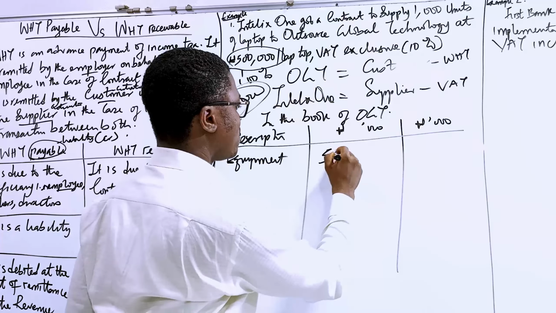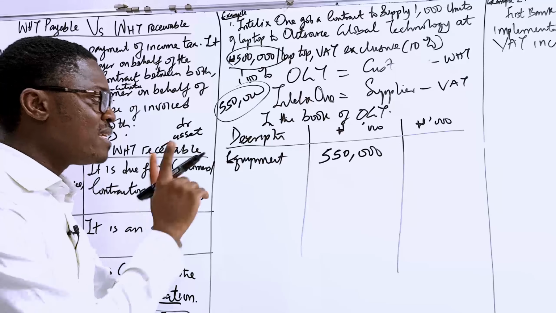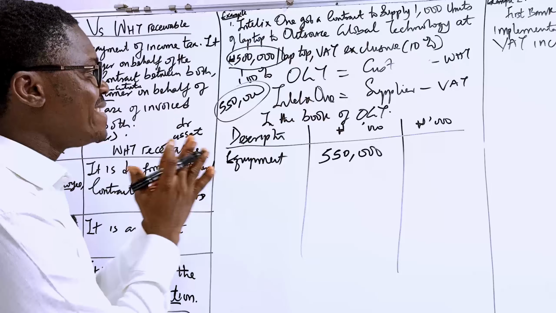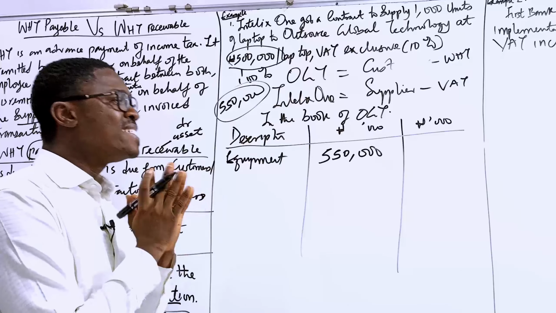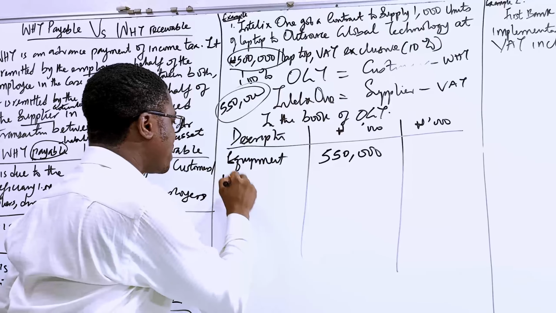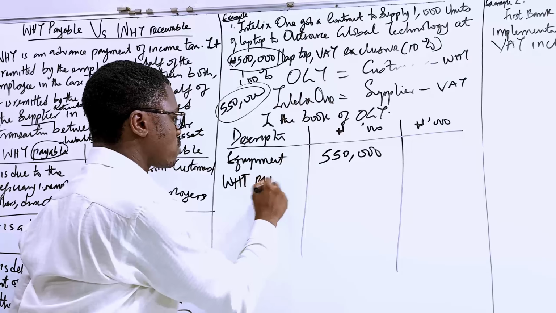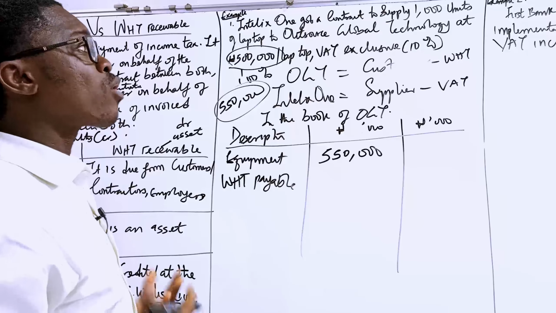That will give us 550 million. That is the cost of the laptops. Now, OGT is the agent of the government to withhold tax. In this instance, withholding tax payable will be credited, right?